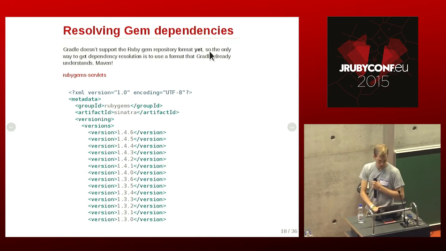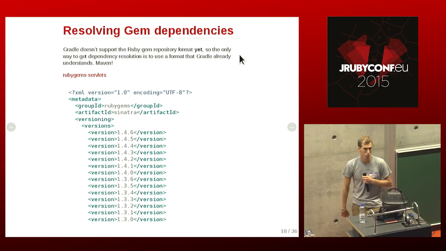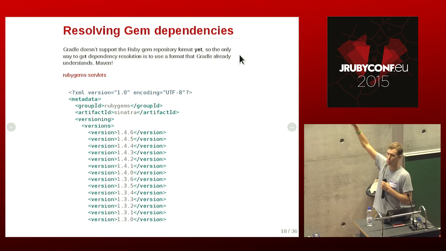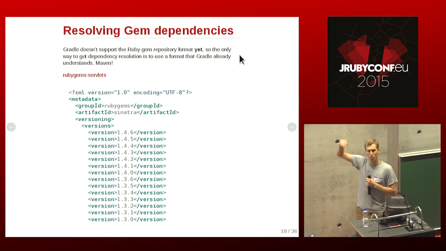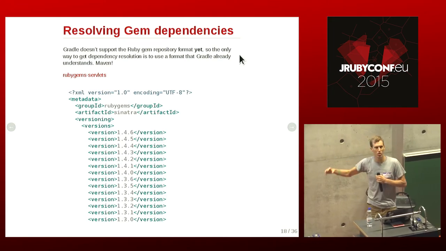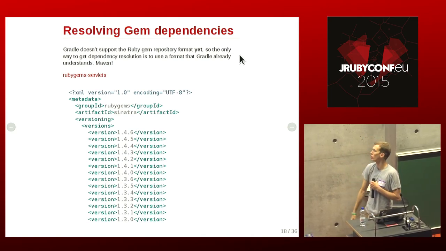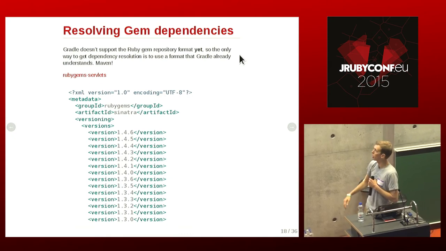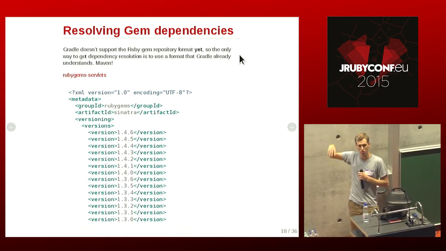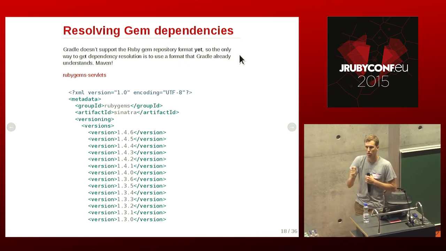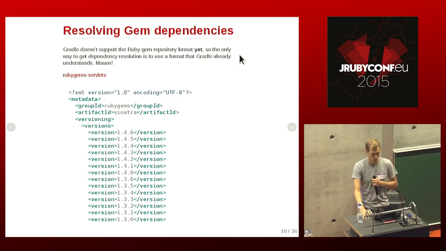So Christian actually wrote this library or this tool called Ruby gem servlets, which will take a Ruby gem repository and present it as a Maven repository. And by presenting it as a Maven repository, now all of a sudden, not only can Maven resolve this, but also Gradle can resolve this, and any other build tool that knows how to talk to a Maven repository can all of a sudden, with the use of this proxy code, resolve Ruby gem dependencies. And this is sort of the linchpin of how JRuby Gradle started to really come together, is otherwise we wouldn't be able to pull in the Ruby gem dependencies.